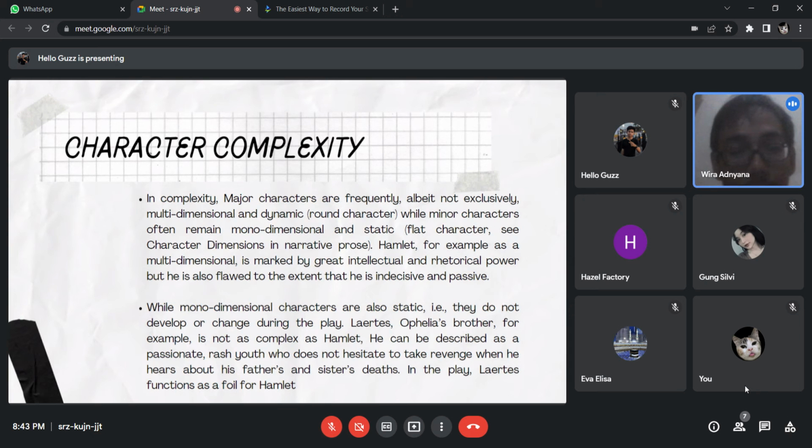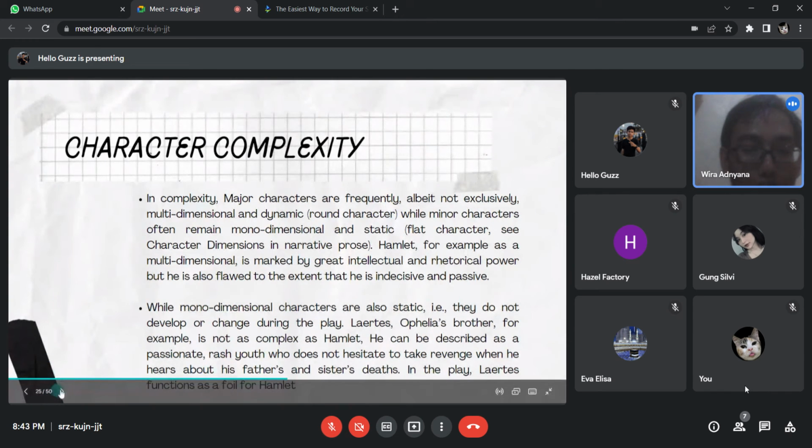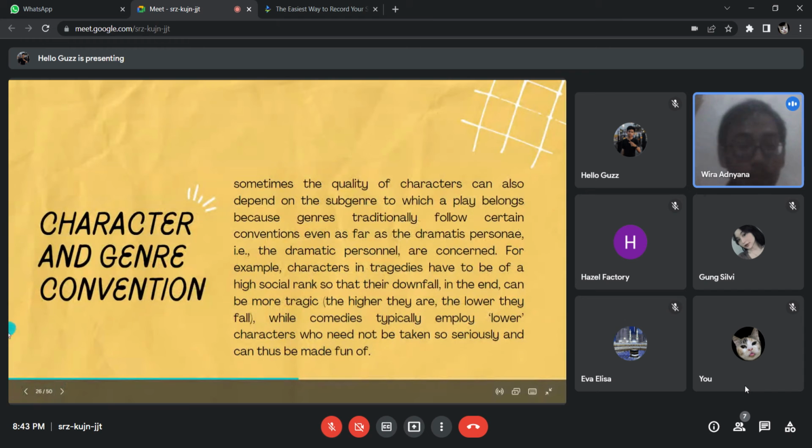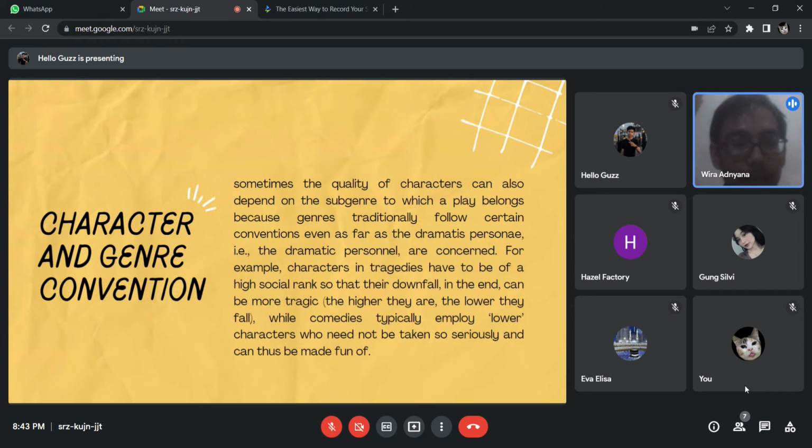Laertes, Ophelia's brother, for example, is not as complex as Hamlet. He can be described as a passionate, rash youth who does not hesitate to take revenge when he hears about his father's and sister's death. In the play, Laertes functions as a foil for Hamlet. Next, please. Now we move to character and genre conventions.